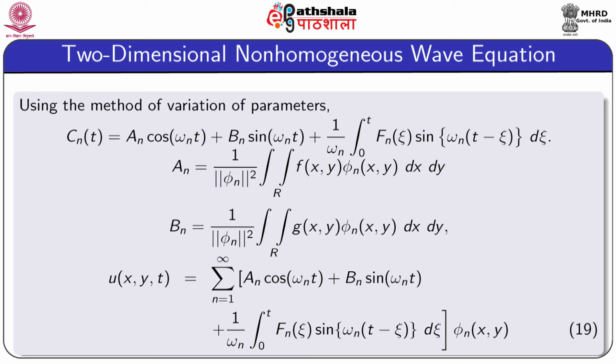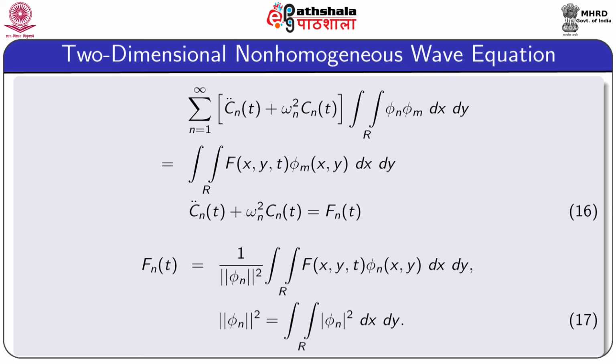So, the solution u, which is sum over n of Cn(t) into phi n, can be written in the form which you can see in equation number 19, where we substituted the value of Cn(t) from the first equation, and in this equation all the quantities are known. An, Bn are given by these two equations, and capital Fn is also known.